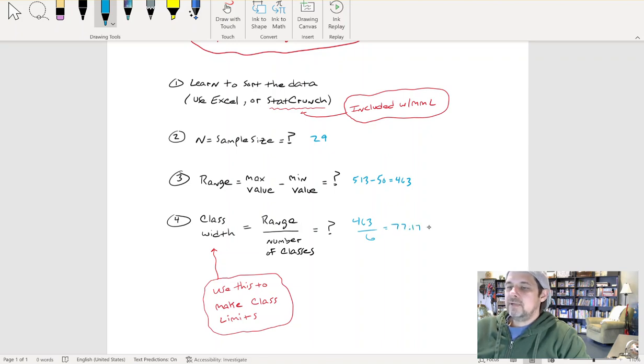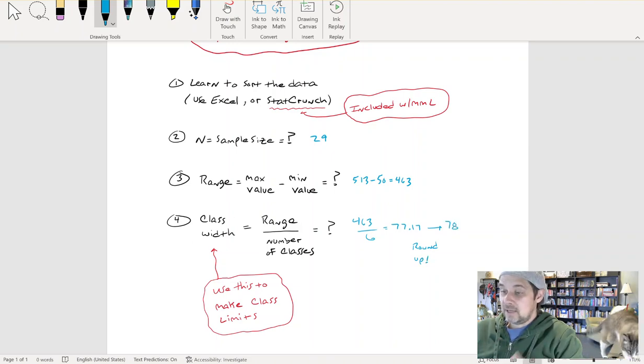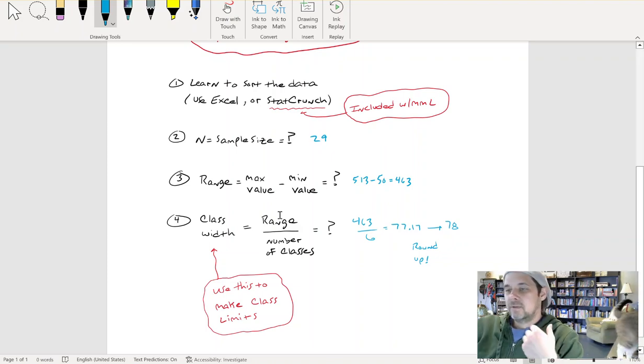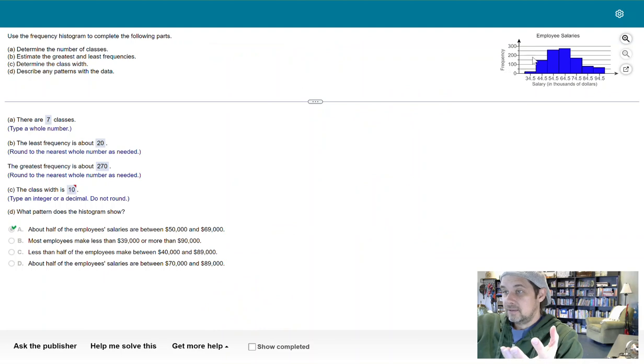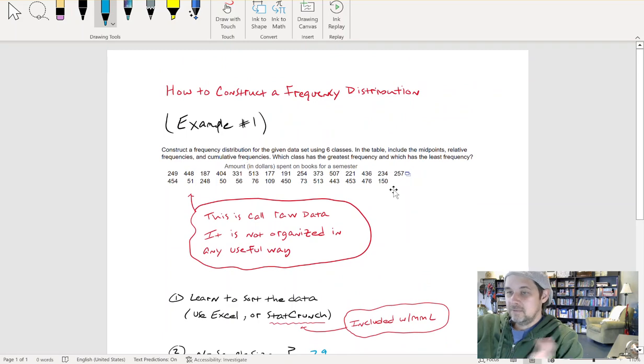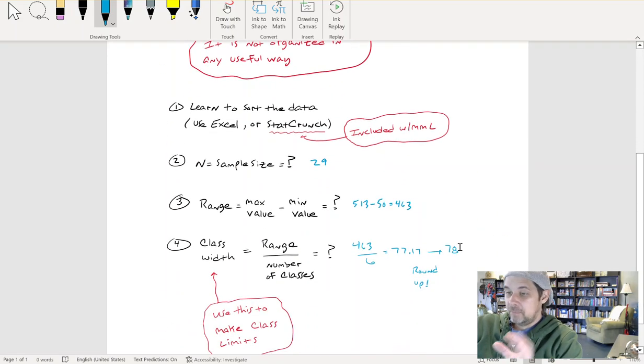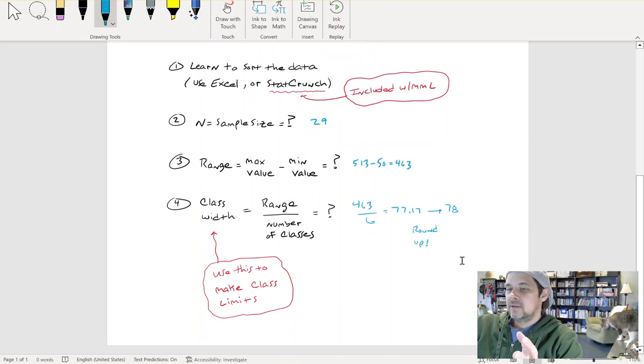But we always round up, okay? For the sake of making these frequency distributions and frequency histograms, that's the way that we do it. Okay, always round up. So this is going to be 78. So the class width is 78. So that would tell you that, if I was making this type of bar graph with this data that I was given about how much students spend in the bookstore, then those bars on that graph would have a width of 78. Okay? All right, now I'll show you what we do with that width next.